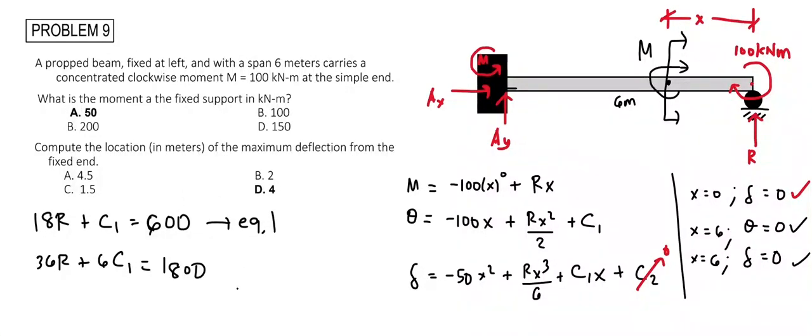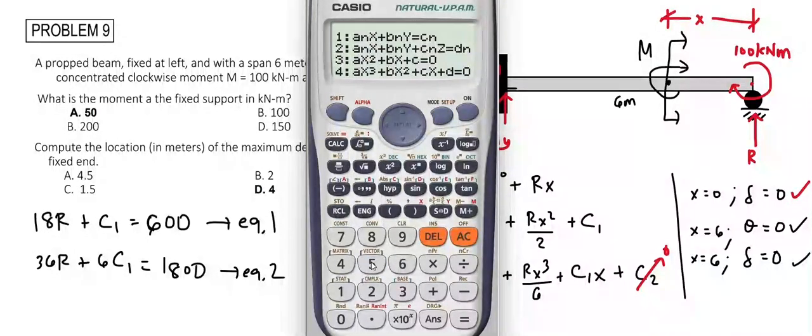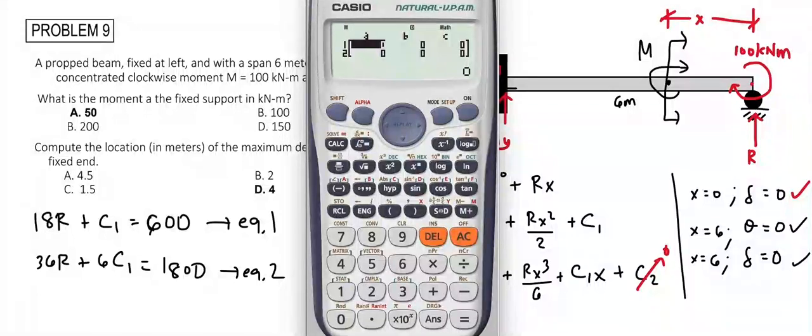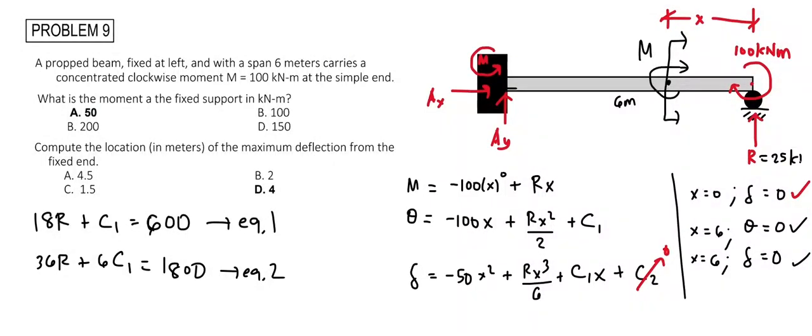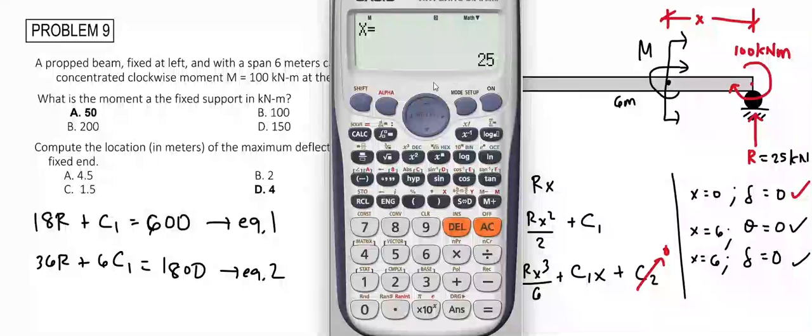We can make use of our calculator by going to mode 5.1, solving two simultaneous equations with two unknowns. We have 18r plus 1 c sub 1 and 600, that is the constant term, and 36r plus 6 c sub 1 and 1800 constant. We get r equal to 25 kilonewtons. And the value for c sub 1, that is equal to 150.